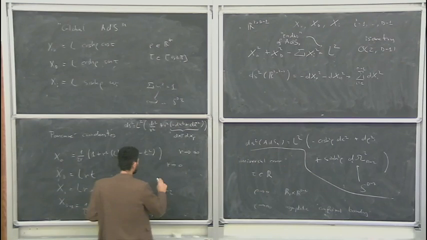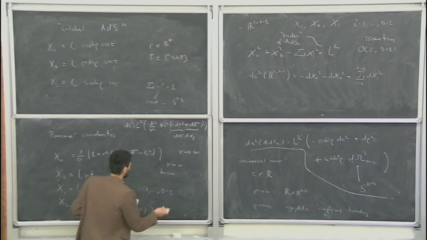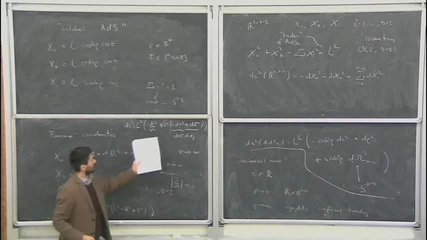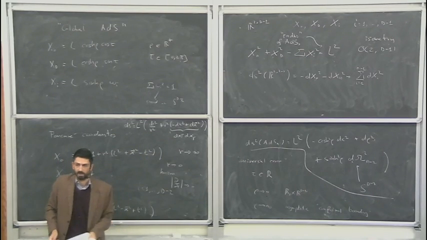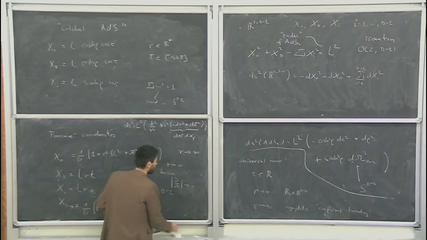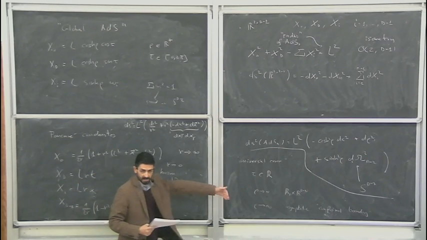So r going to 0 is a horizon. So it's a horizon, for example, because the Killing vector d by dt in these coordinates has norm that goes to 0, as you can see when r goes to 0. But it doesn't mean that there is a singularity. It's a perfectly regular metric. It's a perfectly regular horizon. And by standard exercise, you can continue the space past the horizon.